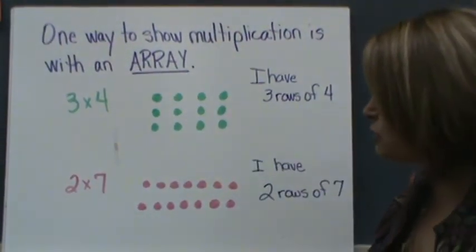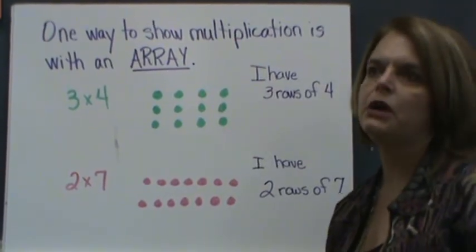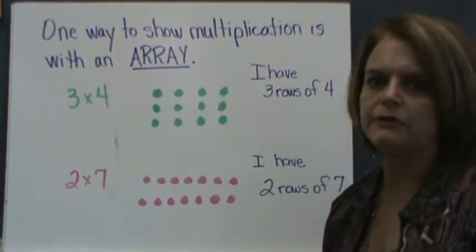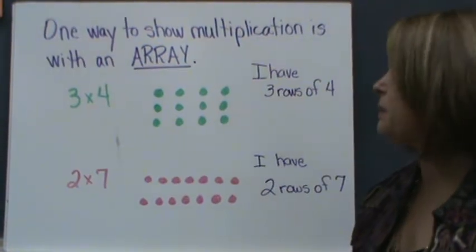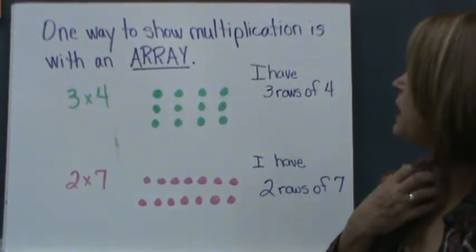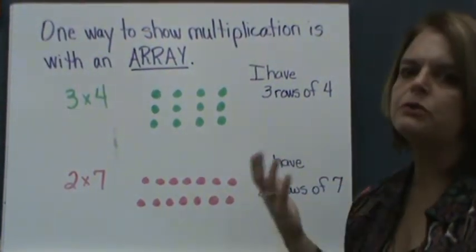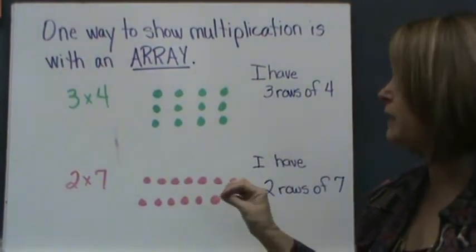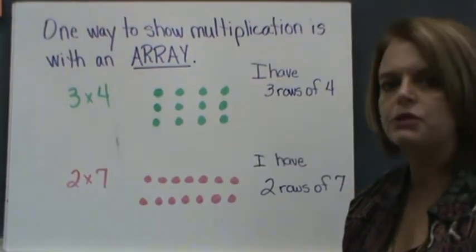There are different ways to show multiplication, and you need to be able to use each of these and be able to identify them and know what they are on a piece of paper. The first way to show multiplication is by using an array. And these are when we use rows and columns of items to express a multiplication equation.